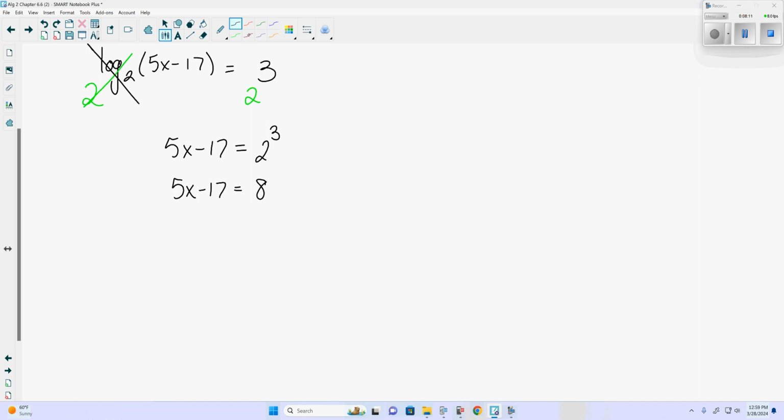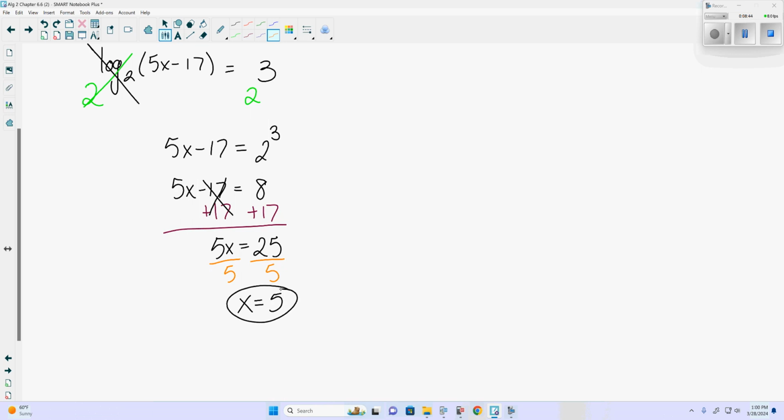Well, now we just need to solve for x. Our next step would be to add 17 to both sides. These simplify out, and 8 plus 17 is 25. And last but not least, we would divide both sides by 5, telling us x is equal to 5.